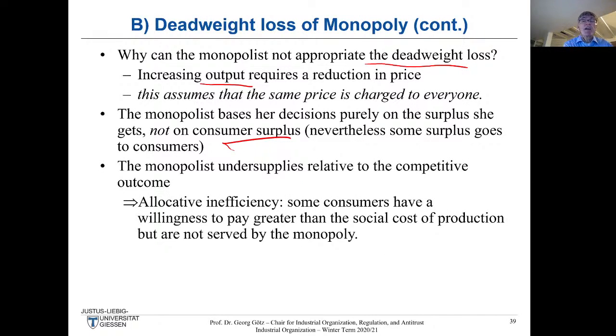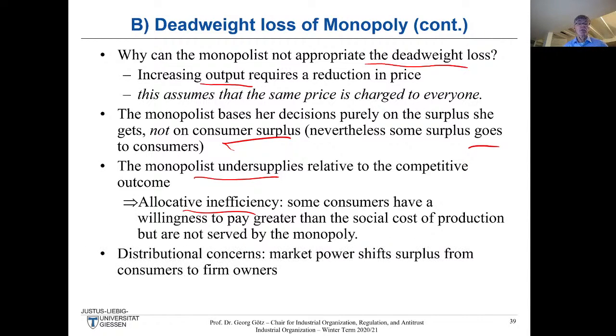So consumers have some surplus. And what is the reason here, or what does this mean? That the monopolist undersupplies relative to the competitive outcome. We get what is called allocative inefficiency. Some consumers have a willingness to pay greater than the social cost of production, but are not served by the monopoly. Okay?